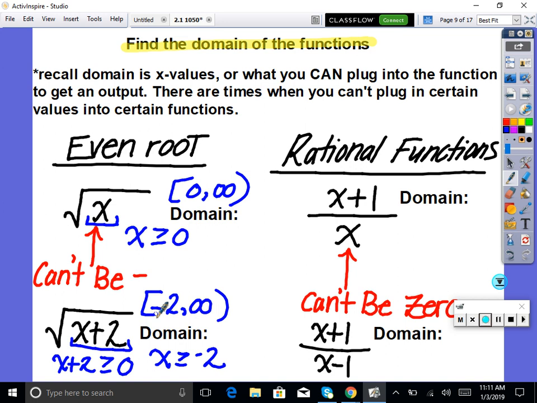So if you have a restriction, that's when your domain changes from all real numbers. If you don't have a restriction, then you can plug in anything, all real numbers. Okay, our second restriction came from when we had a rational function. Rational function is when there's a variable on the bottom. Why? Because we can't divide by 0.